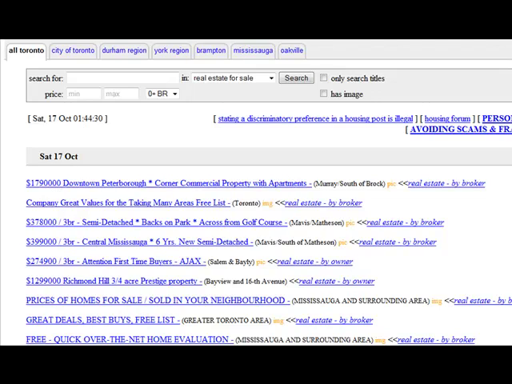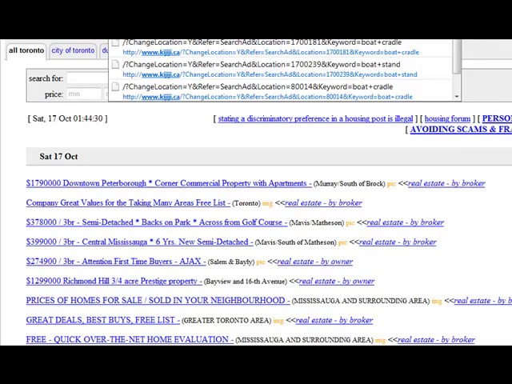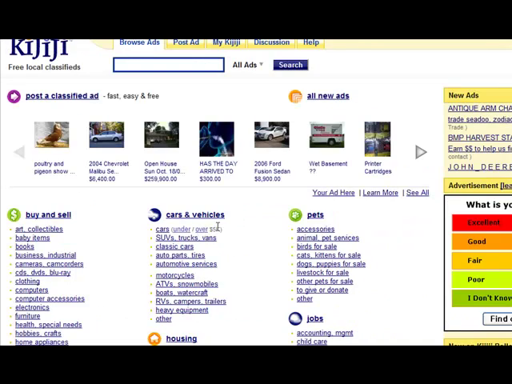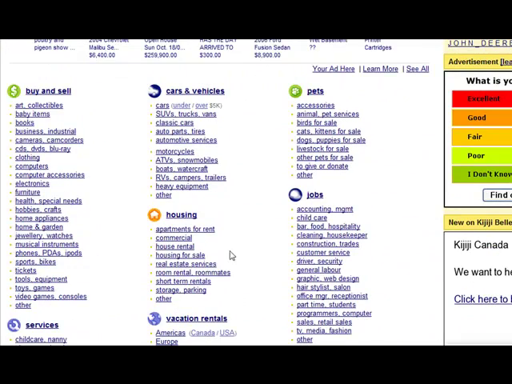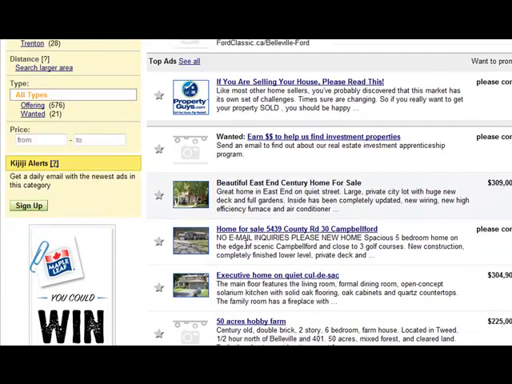If you're in Canada, of course, you have your Kijiji.ca, which is sort of equivalent to Craigslist, but more Canadian. And here again, we have the same sort of thing. We have housing for sale. As you can see, I'm looking at the Belleville area, and it's a little bit busier. This gets used a lot more than Craigslist.